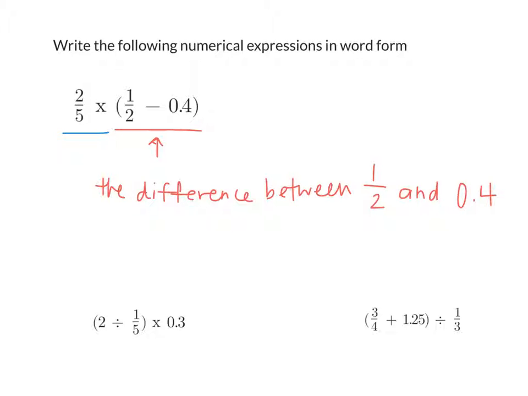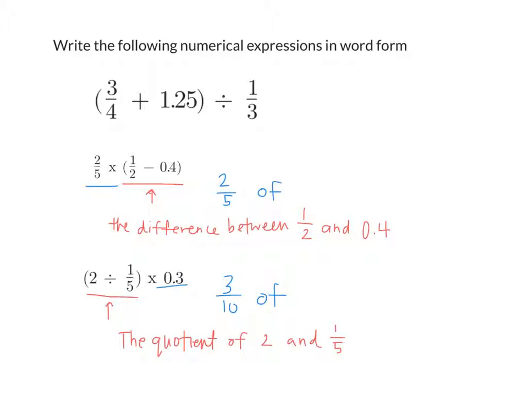But before that, it says 2/5 times. So how do we deal with the 2/5 times? What should we write there? Christopher? Good. So this is 2/5 of the difference between 1/2 and 0.4. Does that make sense? Good. We could have said the sum of 3/4 and 1.25 divided by 1/3. It's probably easier, right? Yes?